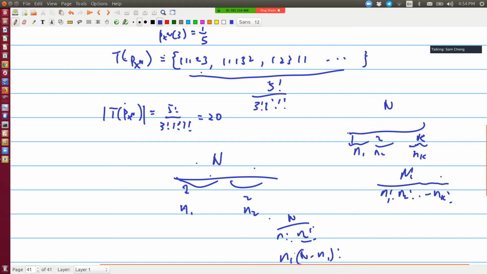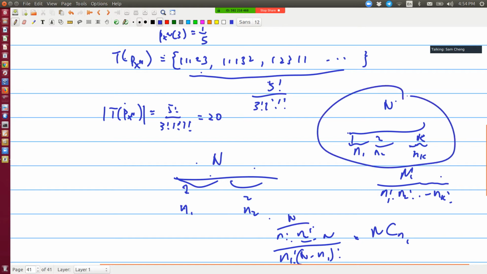Yes, I think you're probably referring to this. Right, that's just n choose n1, right? But that's only when you have two pieces. This is when you have more than two pieces, because you can have outcome 1, outcome 2, outcome 3, right?